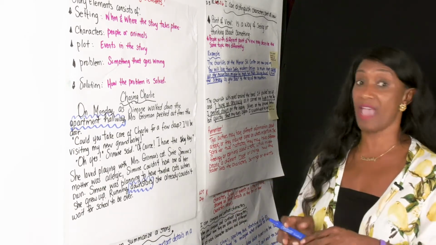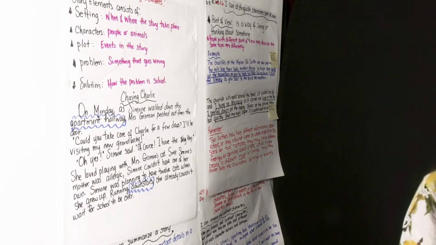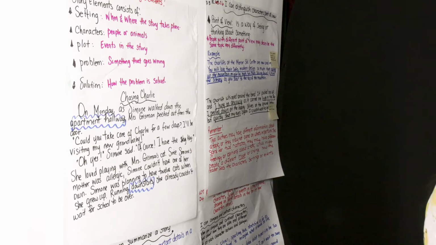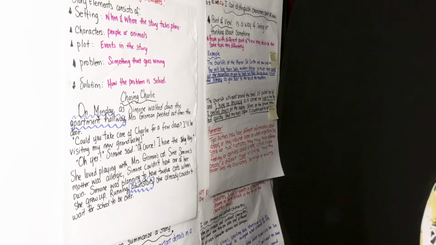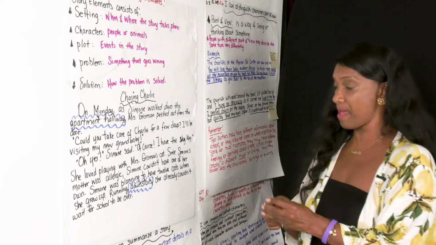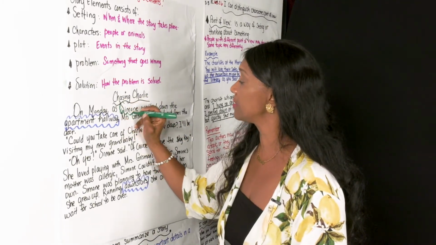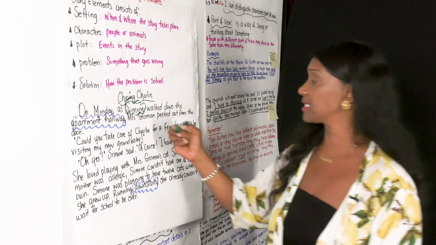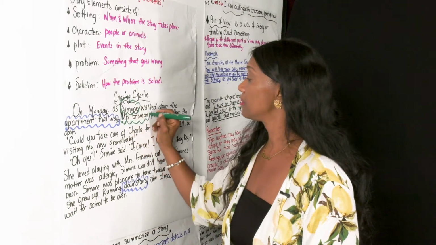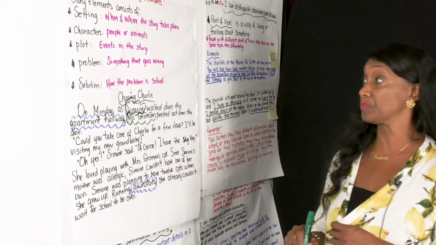Let's take a look at the characters. Who are the characters in this story? Did I hear Malcolm say Simone? You are so right, Malcolm. Simone is one of your characters. And I heard KK say Mrs. Grisman. Okay, so we know that stories can have more than one character too.